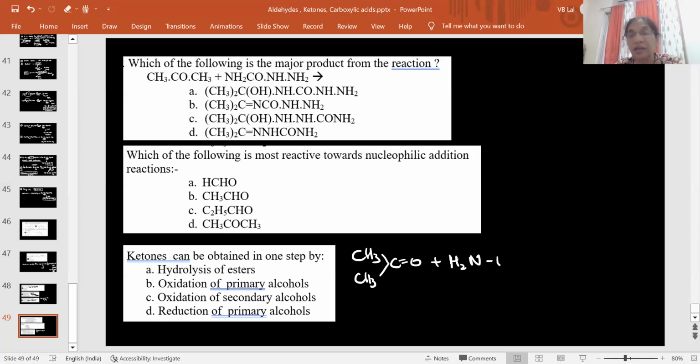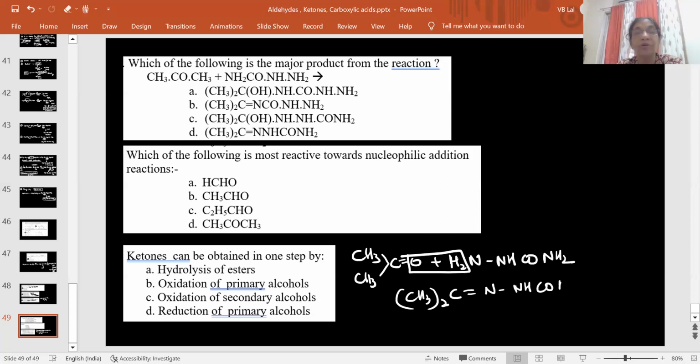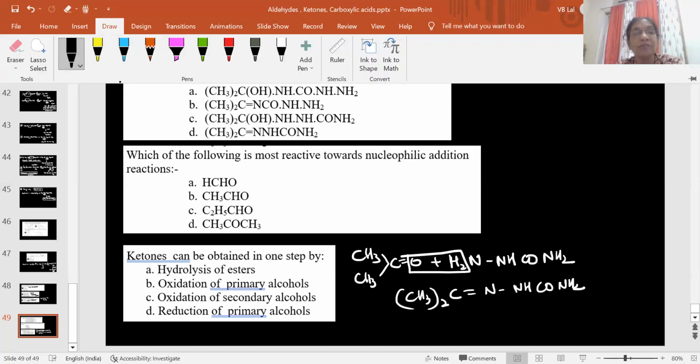What is G? NHCONH2. Right? So water goes out. So what do I get? (CH3)2C double bond N, NH, CO, NH2. So the answer is actually D.